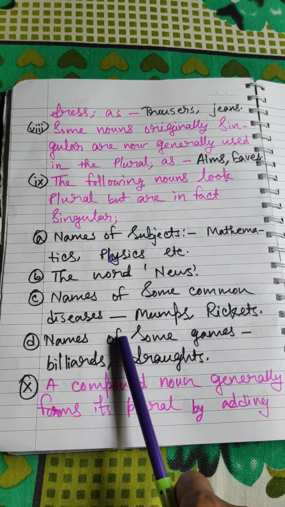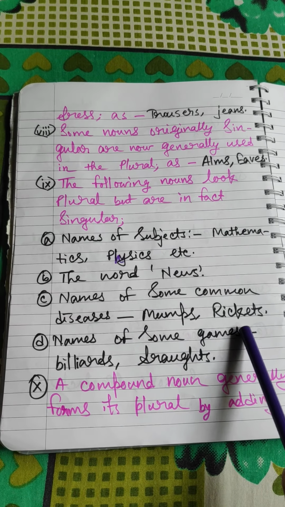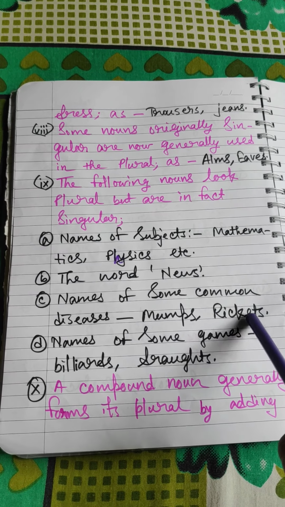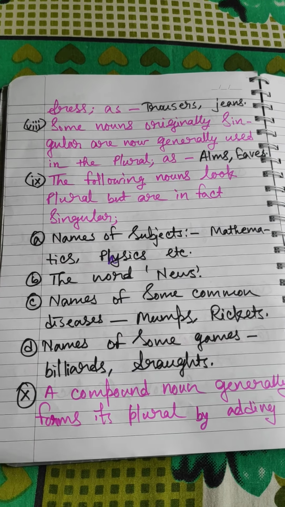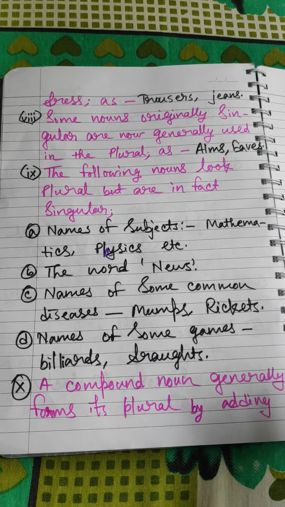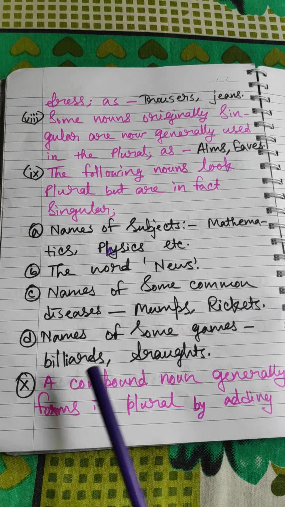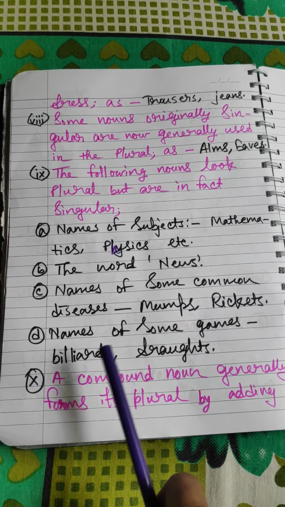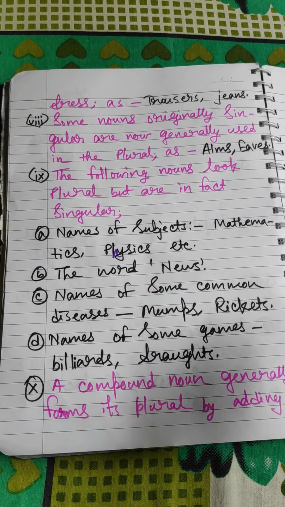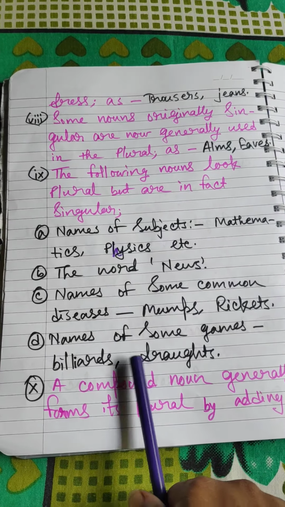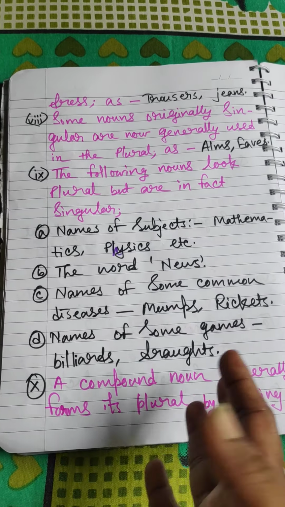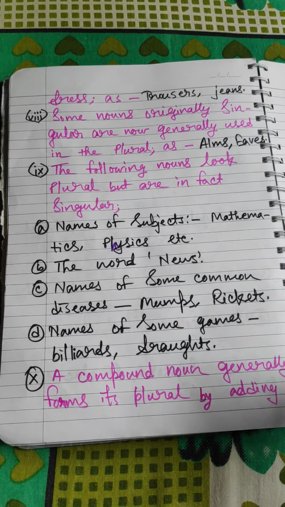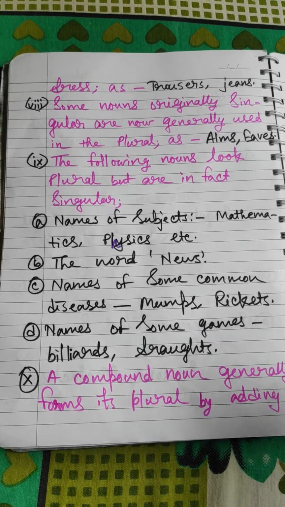Names of some common diseases like mumps, rickets. You can see the name of this disease and in the ending you get s, so you may think that it's plural, but no. It looks plural, but actually it's singular. Names of some games like billiards, draughts. You may think that as there is an s at the ending it's plural, but no, actually it's singular. So billiards, draughts, the names of these games actually fall into the category of singular number.